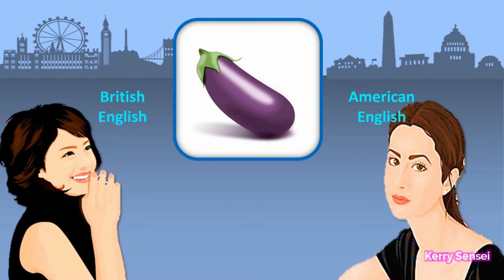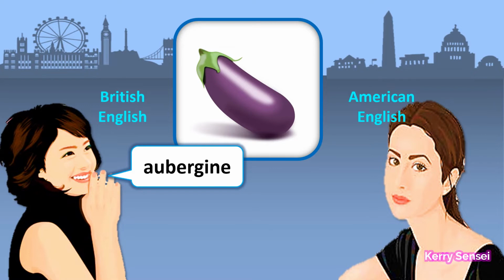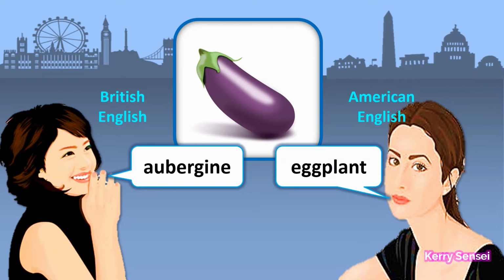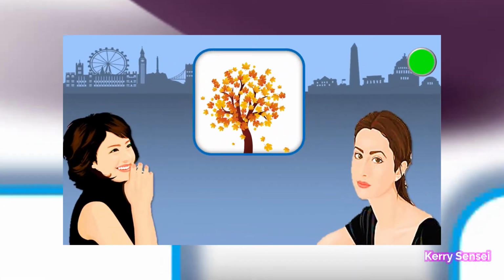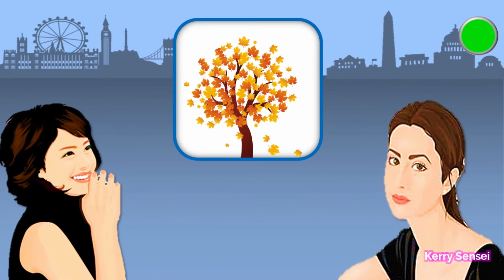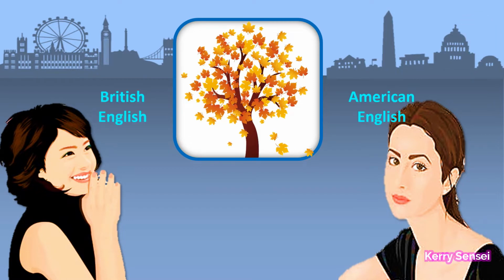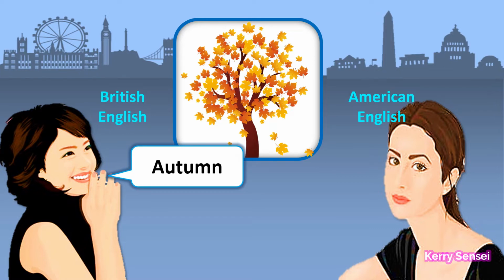In British English, this is called aubergine. In American English, it's called eggplant. In British English, this is called autumn. In American English, it's called fall.